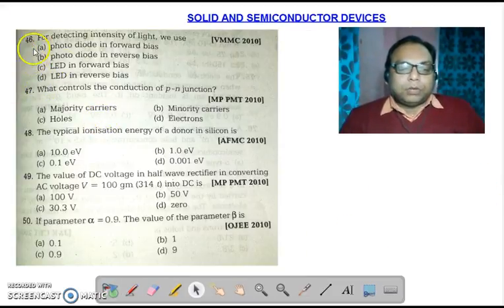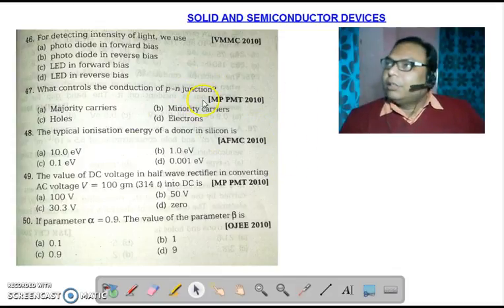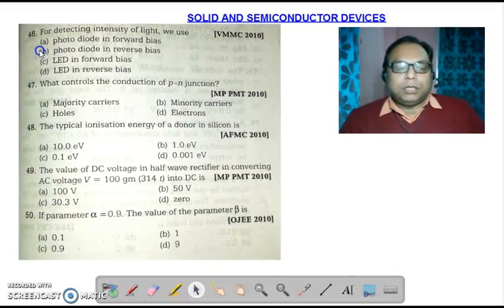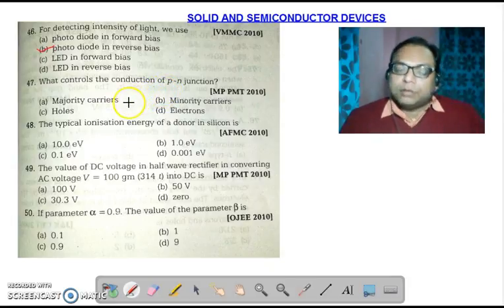Let's see question number 46. For detecting the intensity of light we use the photodiode. The photodiode just collects the light at the junction, and photodiode is normally connected in reverse bias for the conduction. So I think option B is the correct option. Photodiode in reverse bias.